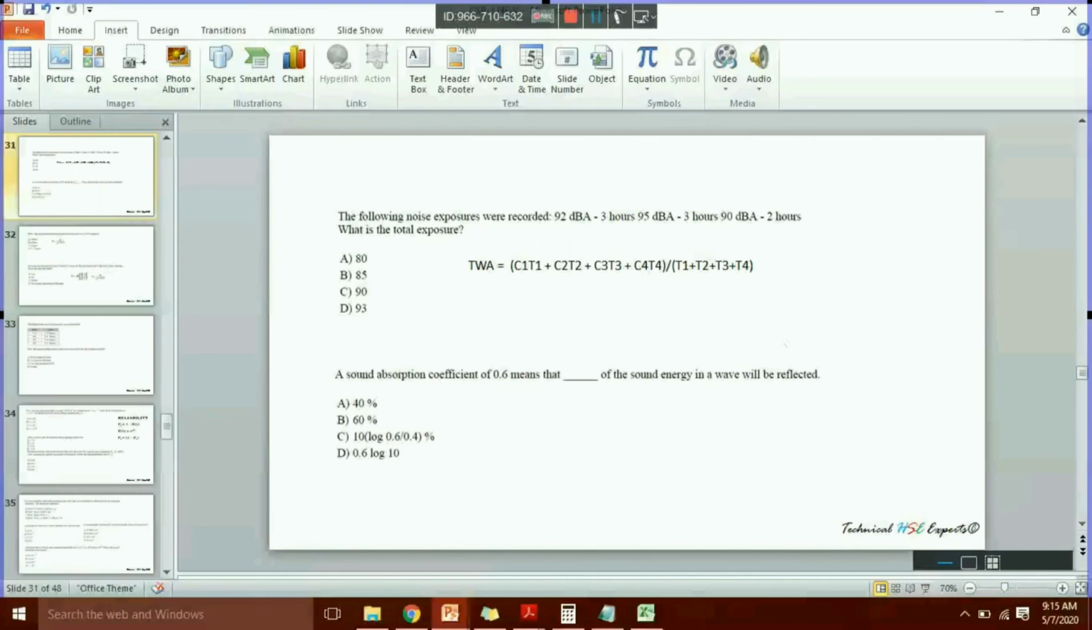If it is 1, 100% of the sound will be absorbed. If it is 0, 100% will be reflected. So here they have given 0.6. Converting to percentage, 60% will be absorbed and 40% will be reflected. So what will be the answer here? 40, which is option A. 40 percent of the sound energy in a wave will be reflected.